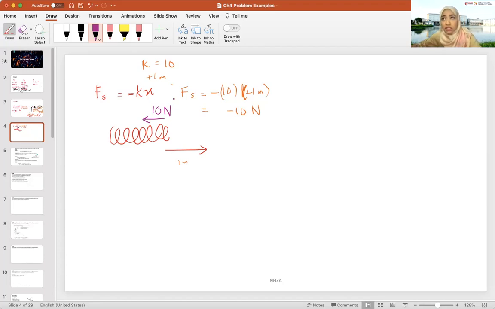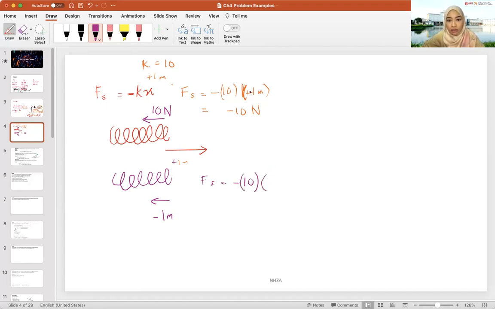If you notice, if you're stretching it, you will feel that the spring is pulling back at you. So this is what is going on. But whenever you are compressing it, this becomes minus 1 meter. Remember, compressing is a minus, stretching is a positive. So the spring still does not like this. Dia tak nak orang stretch atau compress dia. So the Fs becomes minus 10. The 10 does not change. It's a property of the spring.